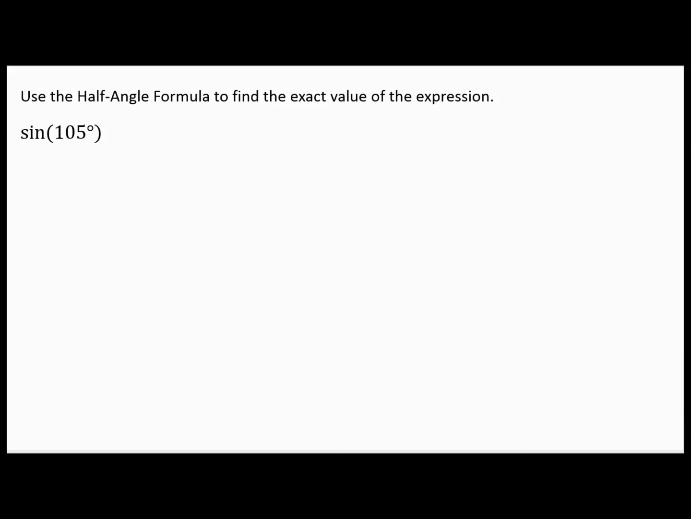So we're supposed to use the half angle formula to find the exact value of the expression. So sine of 105 degrees. Now if you'll recall, 105 degrees is on our unit circle, but it's certainly not one of the values we have memorized. What we have memorized is 90 degrees, and then 30 degrees later 120 degrees. So 105 degrees is not one of the regular values on the unit circle. But it's asking us to use the half angle formula to do this. So the question is, what is 105 degrees half of? That's really the question.